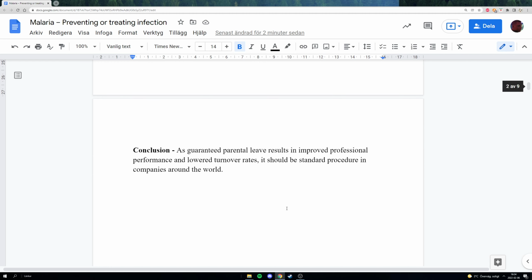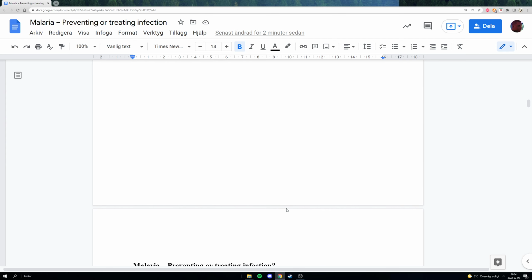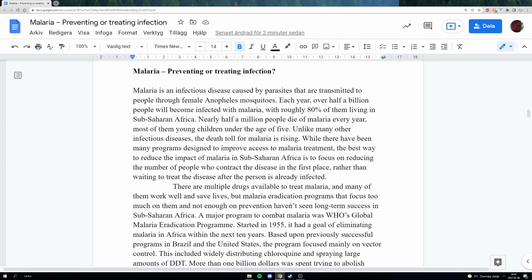To put this now into a bit of a larger perspective, we are going to look at a full text that treats the concept of malaria and asks the question, should we work on preventing the disease altogether, or should we worry about treating infections as they have already happened? So now we're getting into a bit more advanced part of analyzing arguments, because now we have to look at a whole text. So I'm thinking we're going to do this in two ways, in two steps rather.